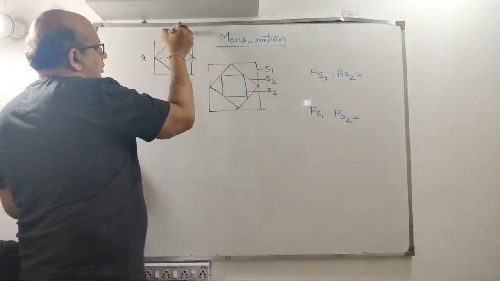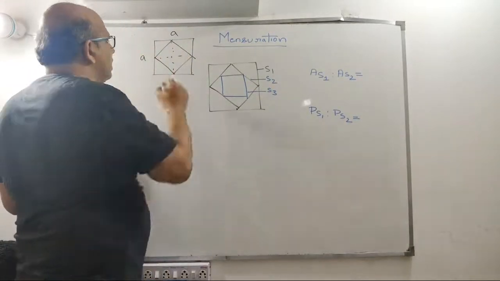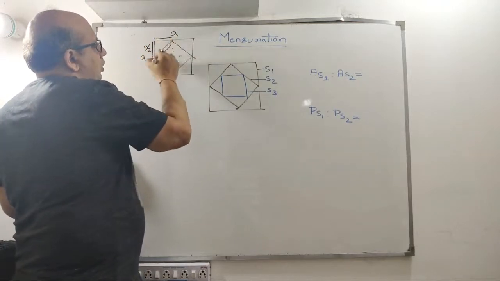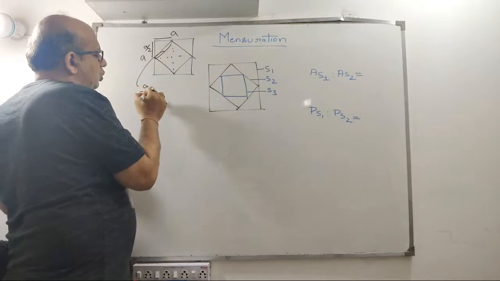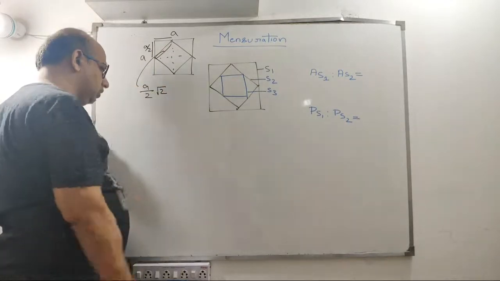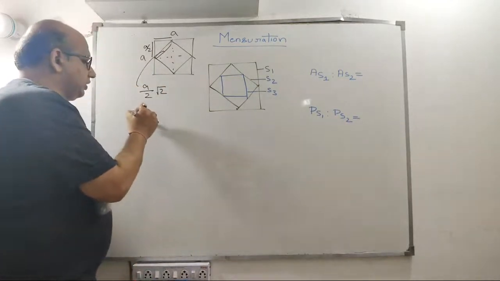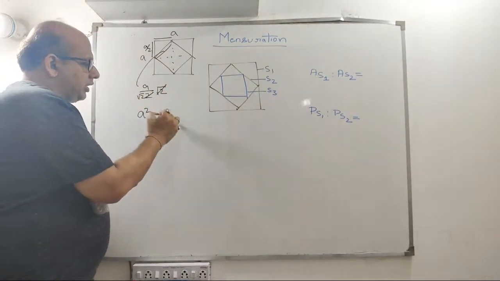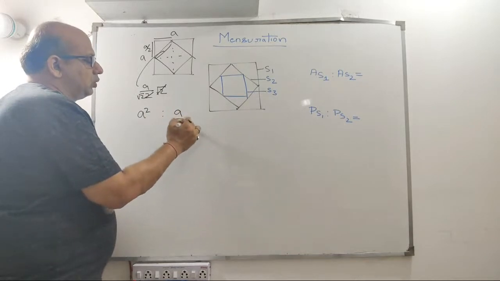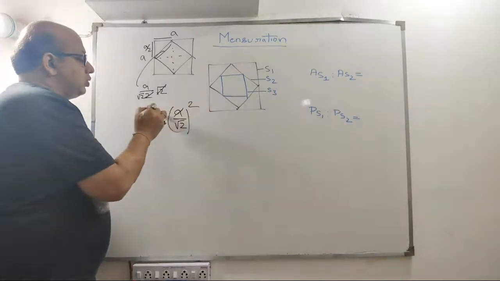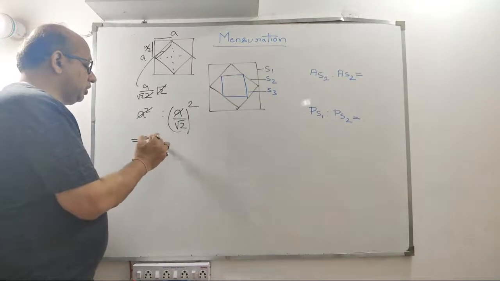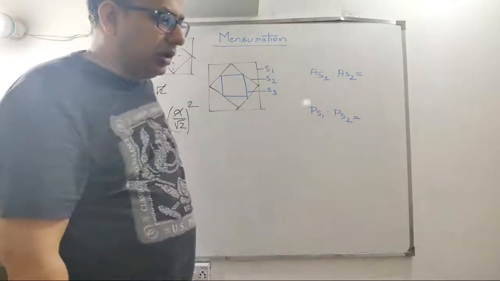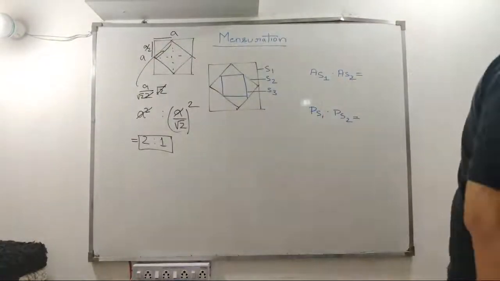So this is A, this is A, this is A by 2, this is also A by 2, so this will be A by 2 root 2, correct? So in one case the area is A square, in other case the area will be A by root 2 ka whole square. A square gets cancelled, so the ratio of S1 is to S2 is equal to 2 is to 1. So the ratio of S1 is to S2 is 2 is to 1.